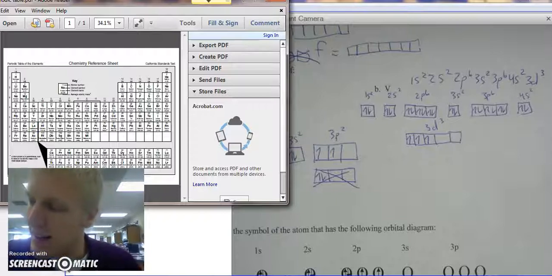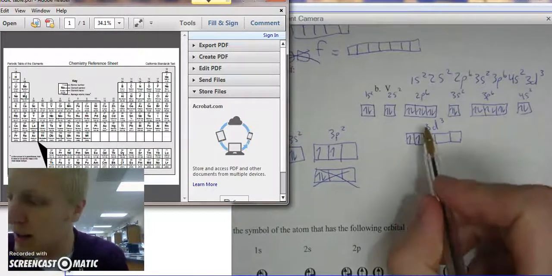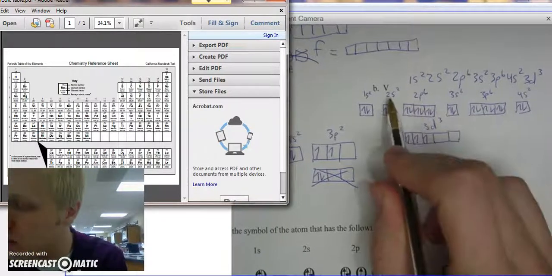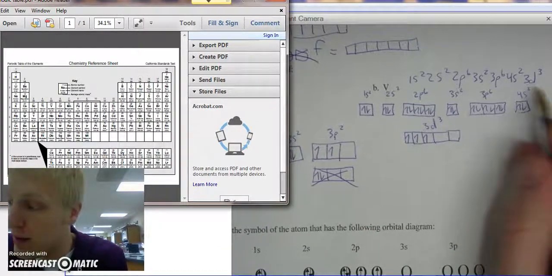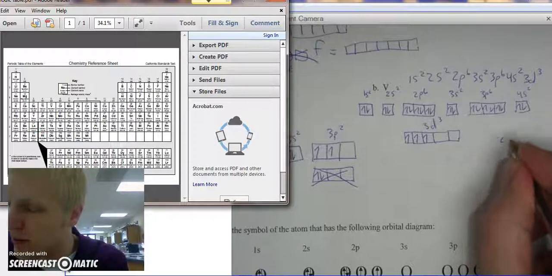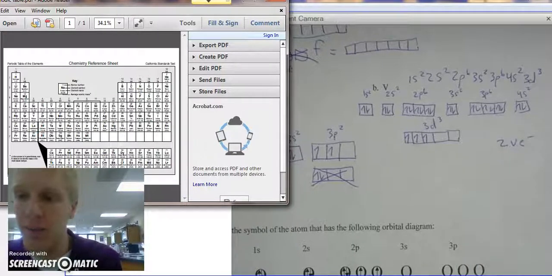That is the orbital filling diagram for vanadium. One last thing, counting valence electrons. When you have an orbital filling diagram, it's the same as the electron configuration. We have 3, 3, 3, 2, 2, 1, 4. 4 is the highest energy level, and that's the only one. We have 2 electrons in there, so we have 2 valence electrons.